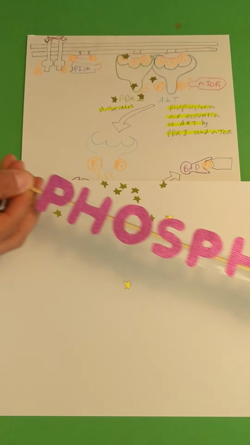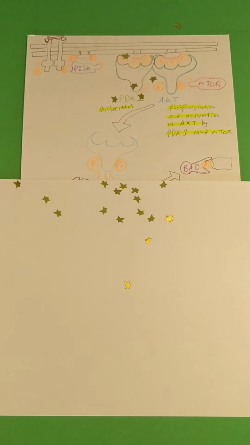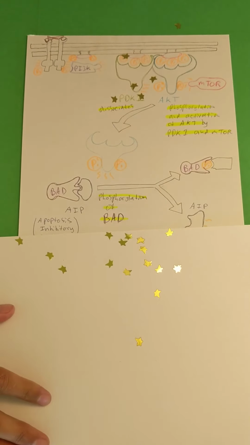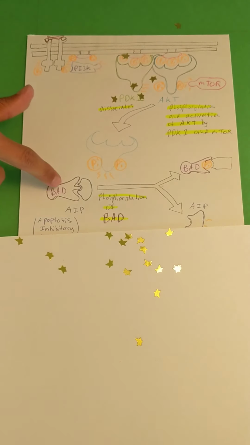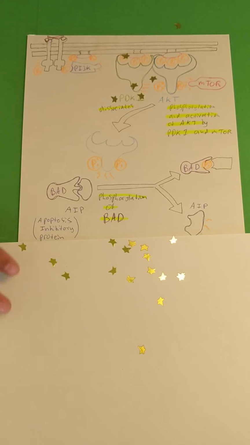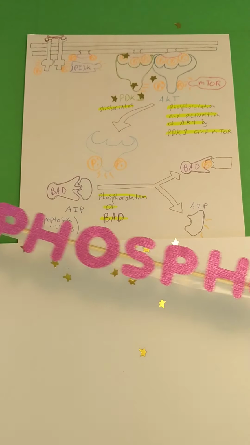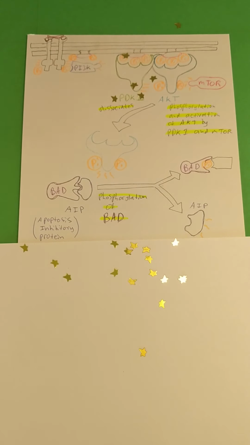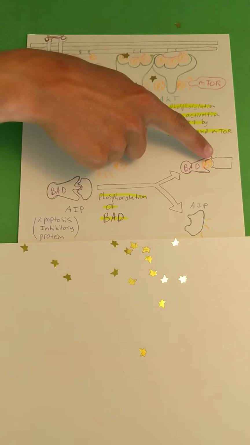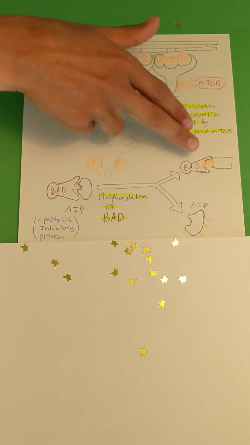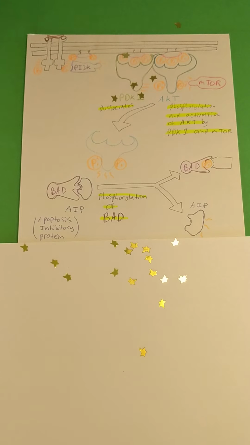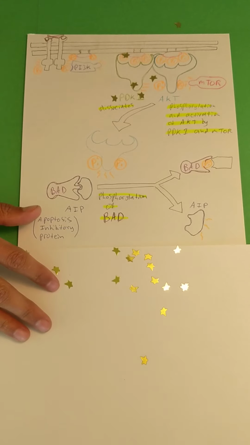So lots of phosphorylation here, and it's going to go and phosphorylate this BAD protein, causing it to dissociate from this protein called an apoptosis inhibitory protein. So this BAD protein is going to get phosphorylated, and it's going to then bind to another protein called a 14-3-3 protein, and now this BAD is inactive. Whereas when the AIP is removed from the BAD protein, it's going to become active.